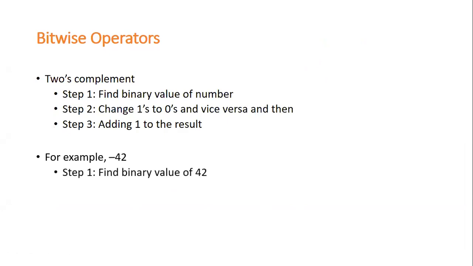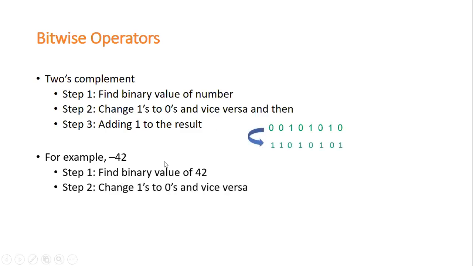In order to do that, step one, I need to find the binary value of 42. This is the binary value of 42, as we just saw. Now the second step says I need to change ones to zeros and zeros to ones. So that's what I've done. You see that each zero has been changed to one, and each one has been changed to zero. And that's what the second step says. Next, I need to add one to the result.